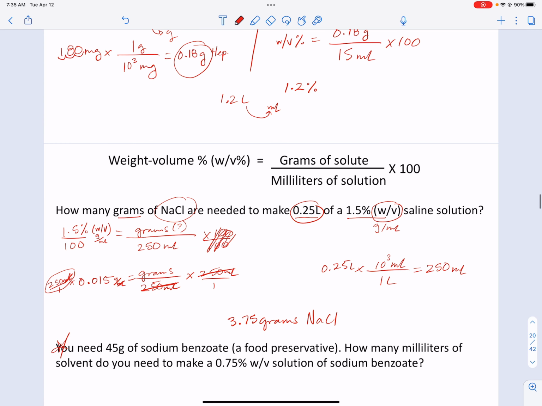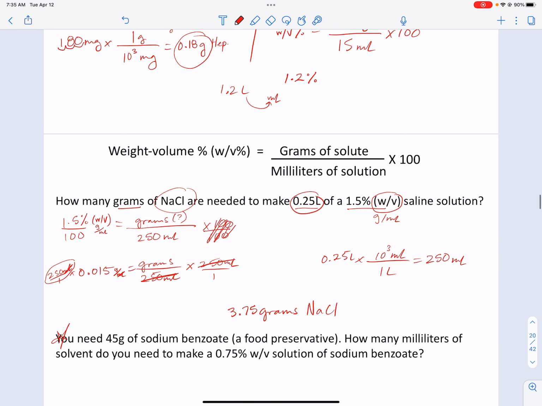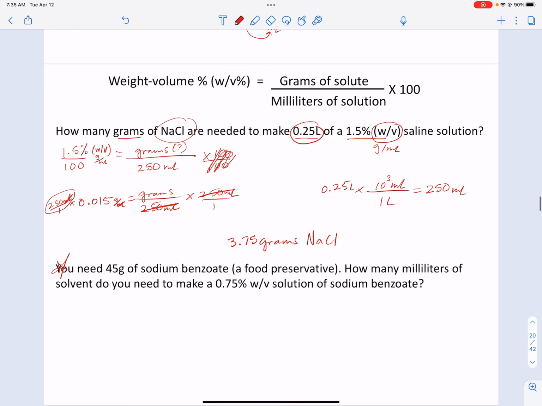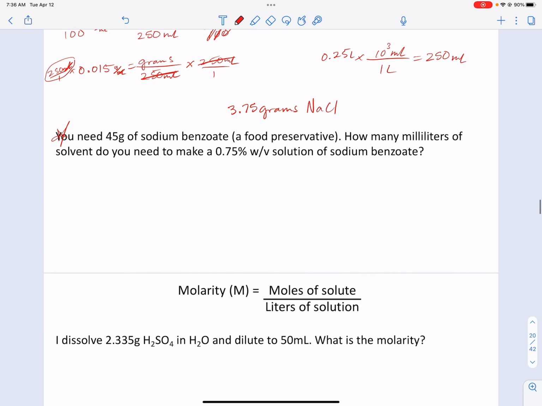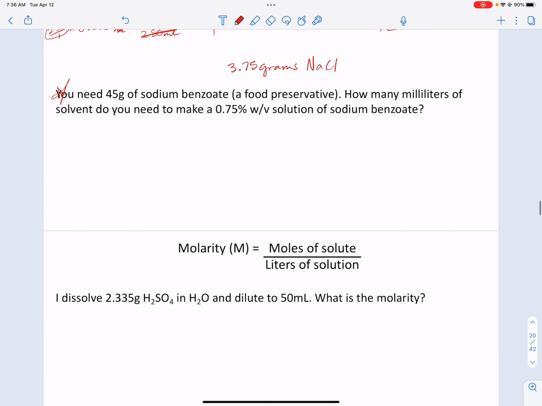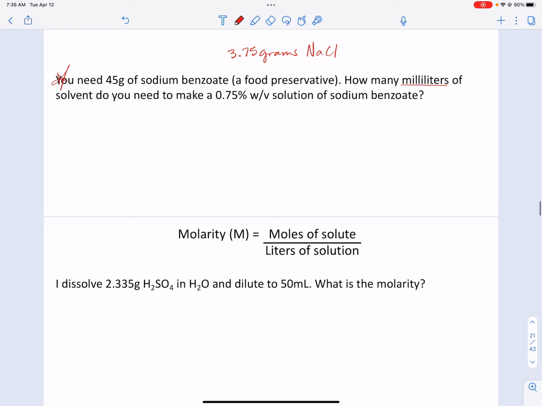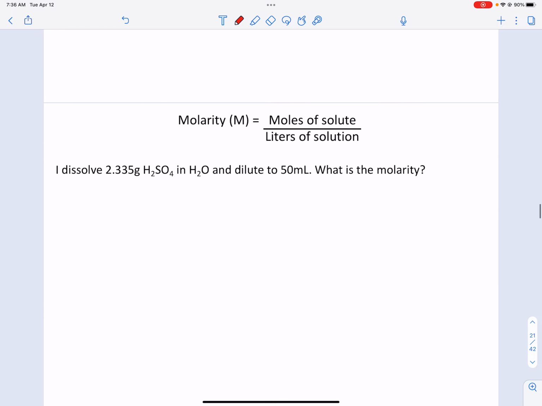All right. There's that problem, and again, I'll come back to this other problem before the exam. I encourage you to try it on your own and see if you understand it and feel good about it. This one you're solving for milliliters, which is the other part of the equation we haven't yet solved for.